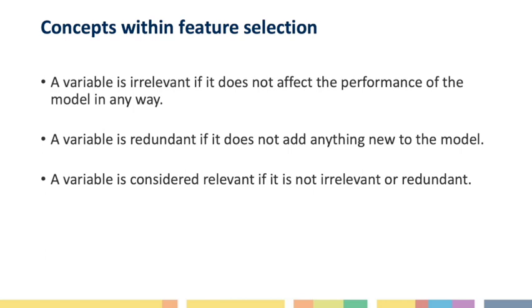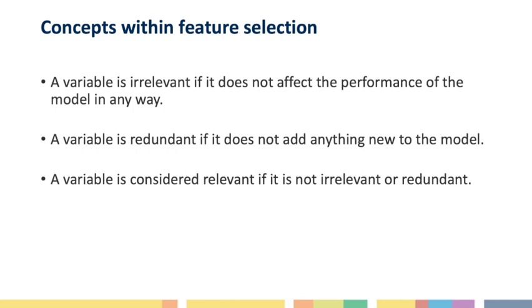There are three concepts that are key in this topic of feature selection or attribute selection. The first one is an attribute that is irrelevant, that can be considered a variable that does not affect the performance of the model in any way. For example, a variable that has no variability, that through the different observations maintains its same value, but probably it's not going to help the predictive capabilities of the model that we are building. So in this case, it would be an irrelevant variable.